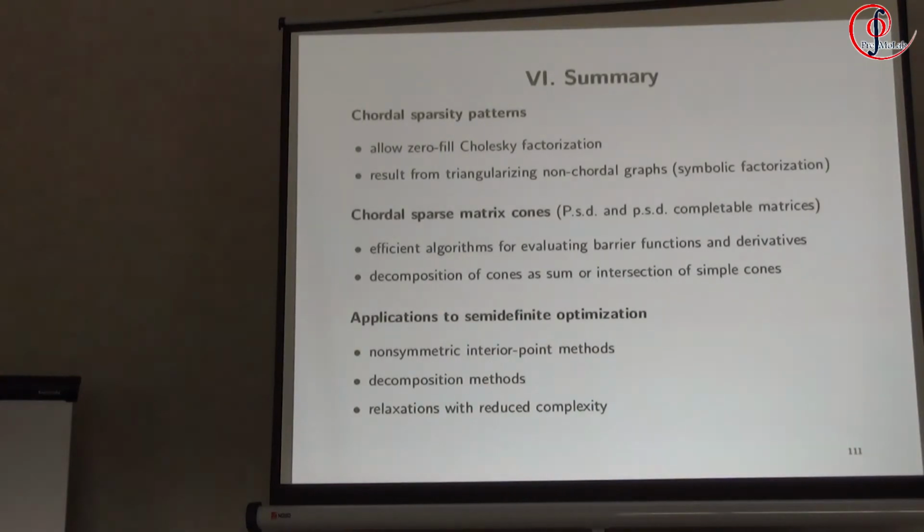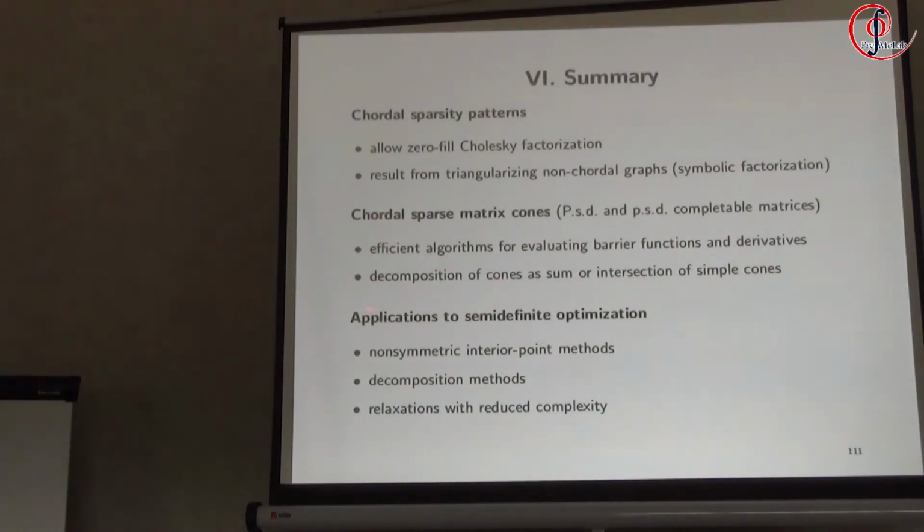So actually, to finish, this is the main point of the two lectures. We looked at chordal sparsity in semi-definite optimization. For our purposes, chordal sparsity was interesting because the basic property is that chordal sparsity allows a zero-fill Cholesky factorization, and that's a very practical and useful factorization of chordal patterns. If a pattern is not sparse, you can often embed it quite efficiently in a chordal sparsity pattern by doing a symbolic factorization or a triangularization. And then we looked at two sparse matrix cones, the positive semi-definite cone and the positive semi-definite completable cone.